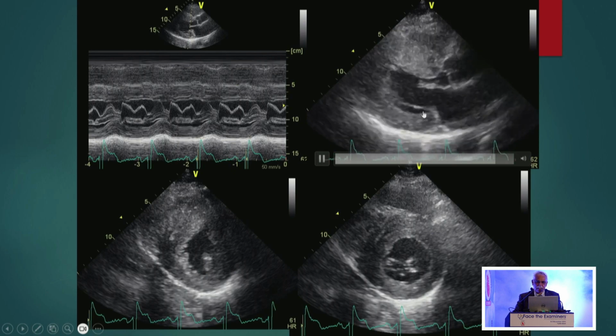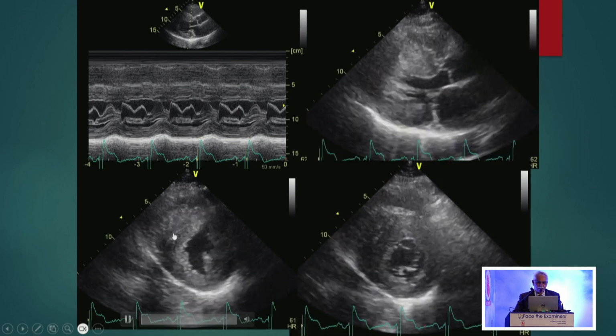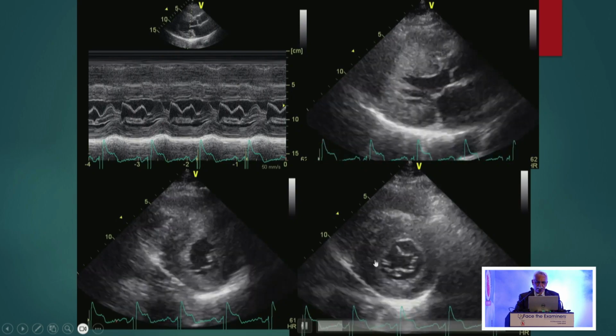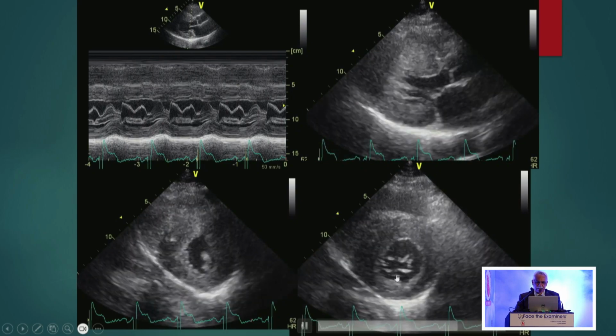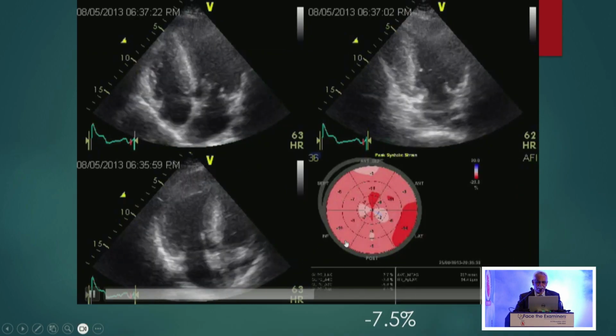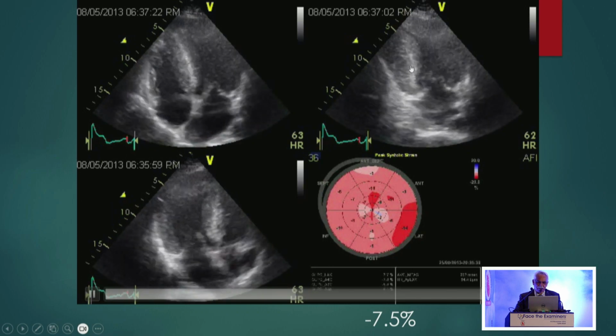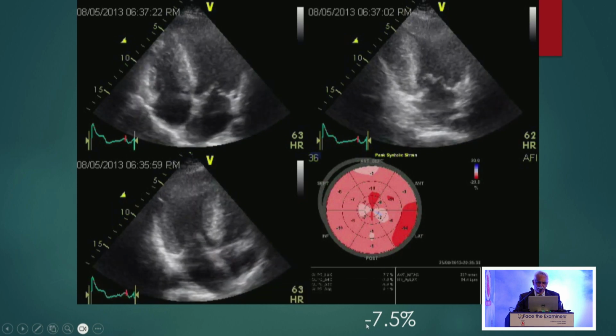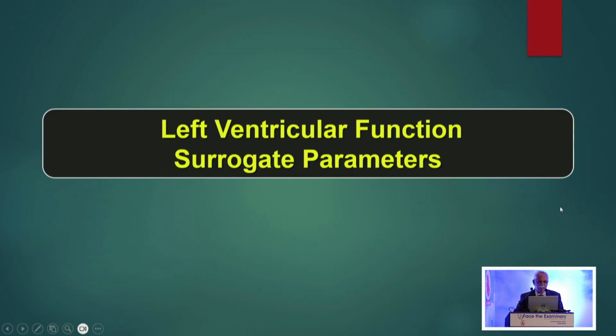And this is another patient with hypertrophic cardiomyopathy, left ventricular outflow obstruction, marked hypertrophy of the left ventricle. You can see that the left ventricular systolic ejection fraction is completely normal in this patient. But if you look at the global strain, it is markedly diminished because of the abnormality in the muscle fibers. Even though the ejection fraction is normal, the longitudinal function is markedly diminished and the strain is minus 7.5.